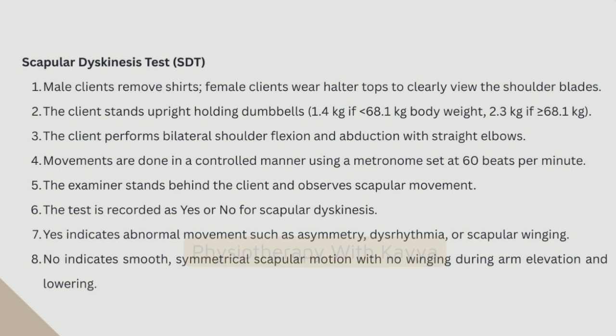The examiner stands behind the client and observes scapular movement. The test is recorded as yes or no for scapular dyskinesis. Yes indicates abnormal movement such as asymmetry, dysrhythmia, or scapular winging. No indicates smooth, symmetrical scapular motion with no winging during arm elevation and lowering.